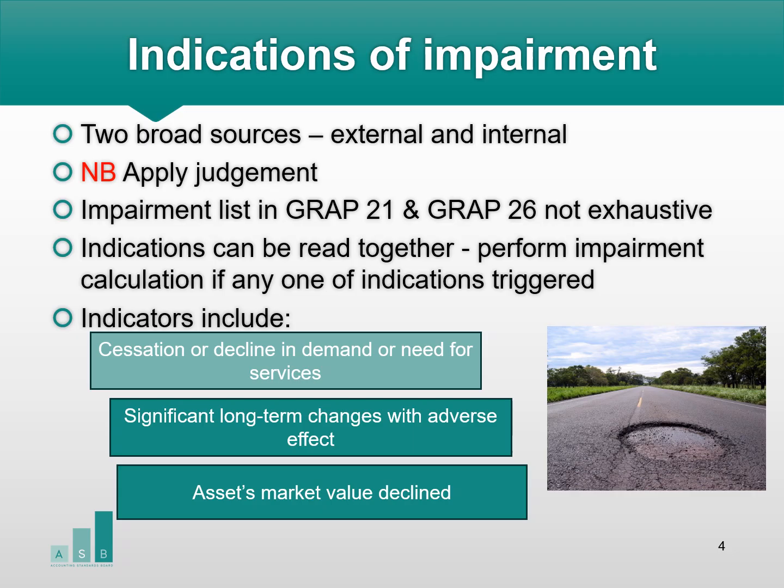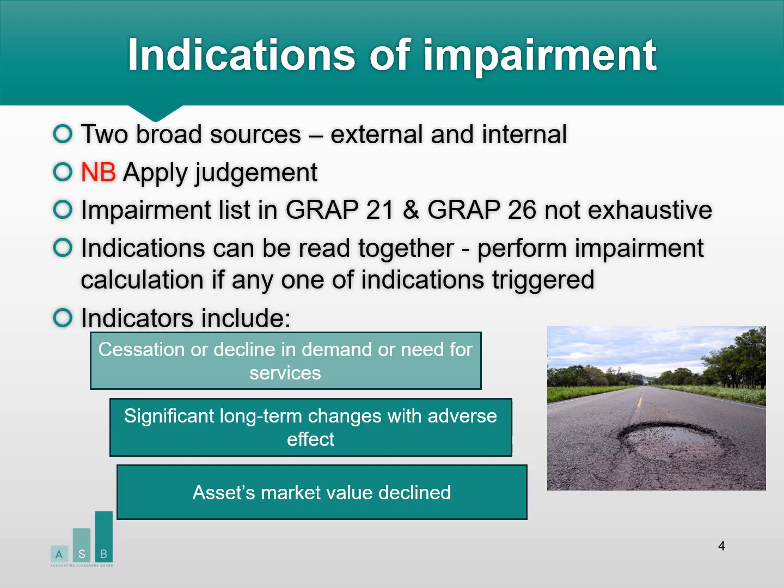These indications come from two broad sources: external indicators and internal indicators. An entity applies judgment to determine whether an indicator triggers an impairment test. The list of indications in GRAP 21 and GRAP 26 is not exhaustive, and there may be other indications that an asset is impaired. The indications may need to be read together, but an impairment calculation is performed if any one of the impairment indications is present.